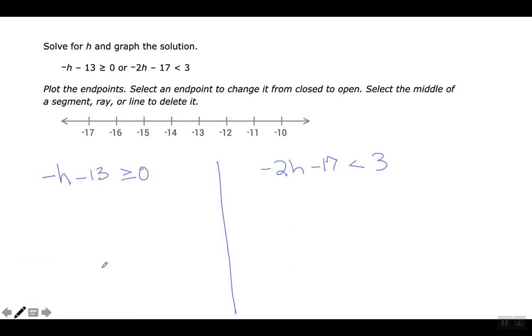Alright, so on this one, the first thing I'm going to do is get rid of the 13 by adding 13 to both sides. So that's going to give me 13.